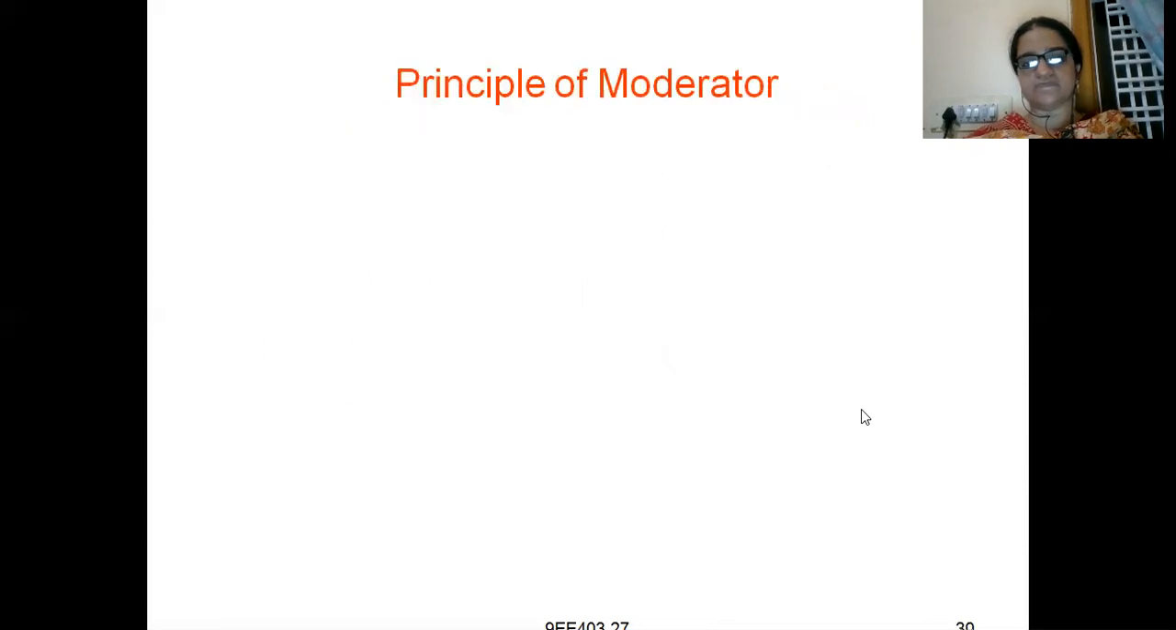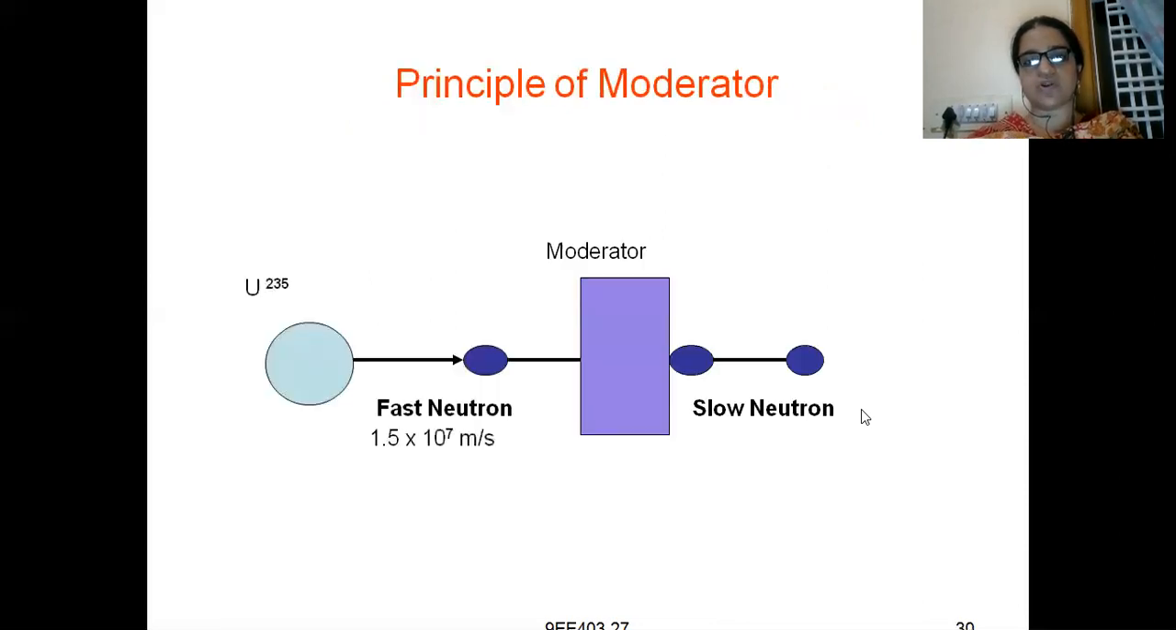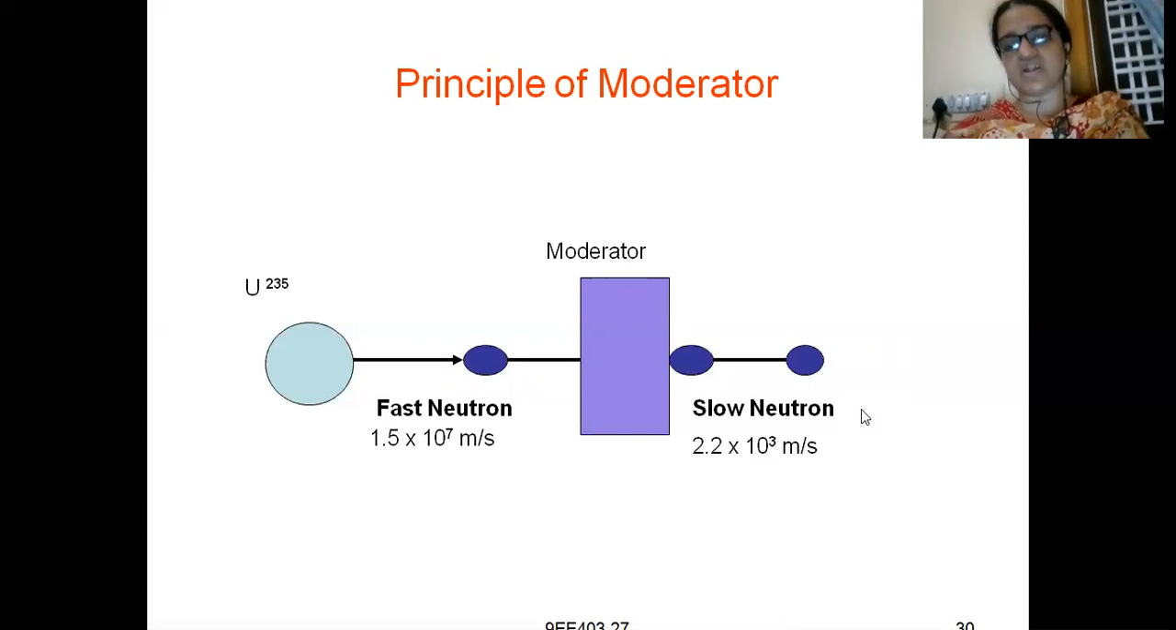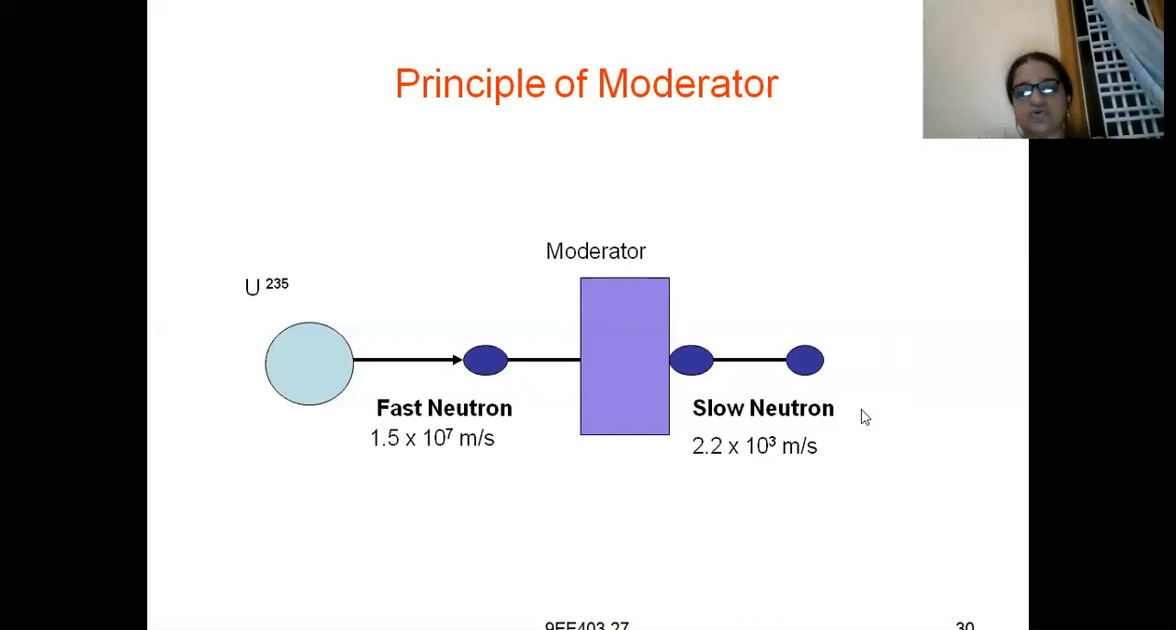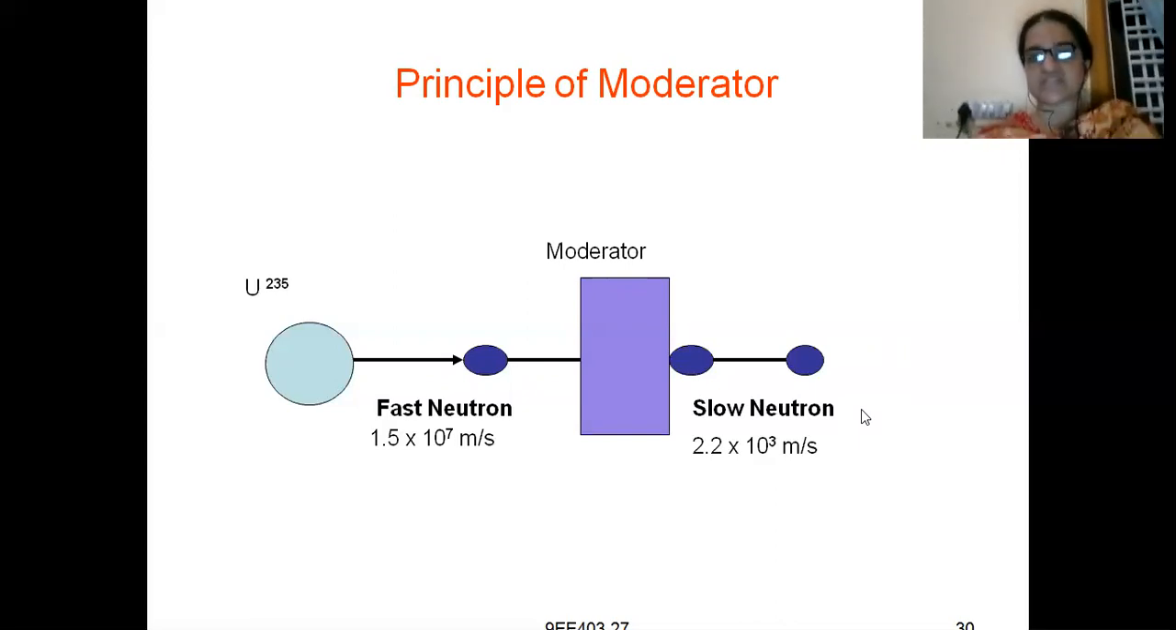Next, coming to the principle of the moderator. What a moderator is doing is shown in a diagrammatic form. Say this is a uranium 235 isotope. At the left part of the slide, you have a uranium 235 isotope in light blue color. Whenever we bombard a fast neutron, a fast neutron is usually of 1.5 into 10 to the power of 7 meters per second.